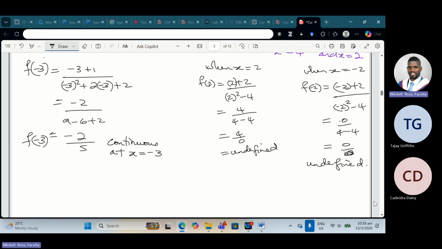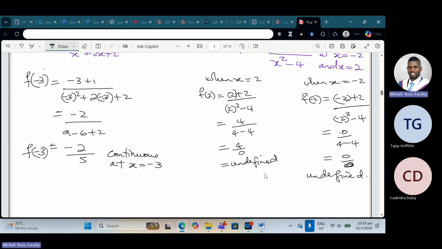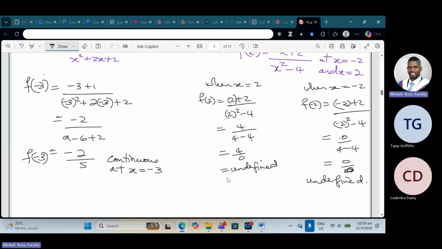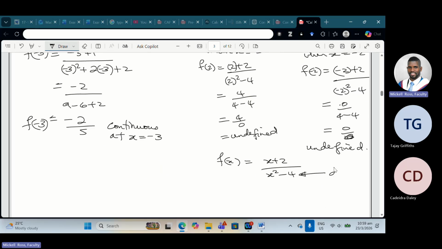All right. So in a case where we have 0 over 0, we can go ahead and simplify it. Let me show you first so you can see, and then we'll have the discussion. So f of x is equal to x plus 2 over x squared minus 4. The denominator here is the difference of two squares.